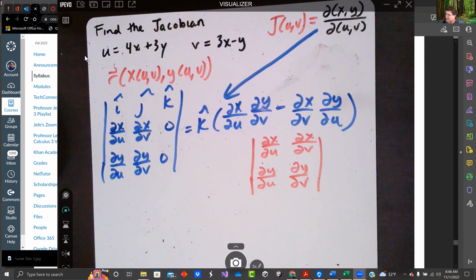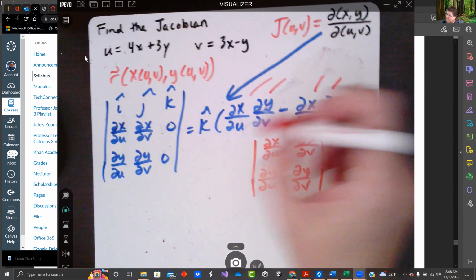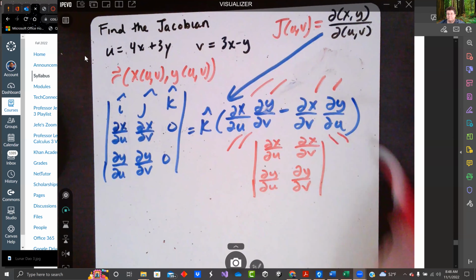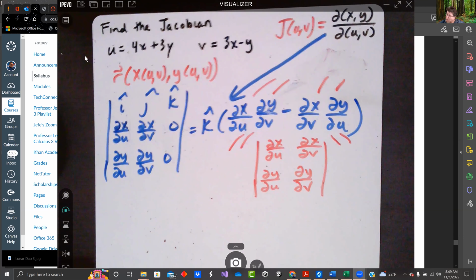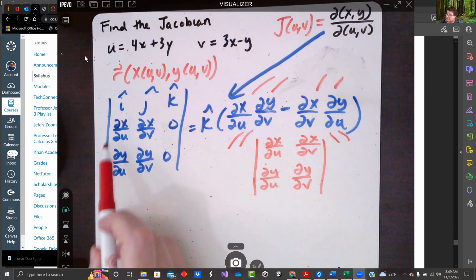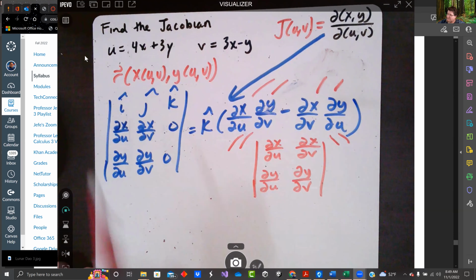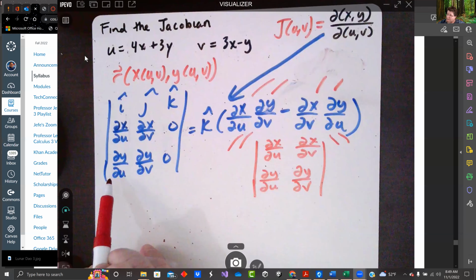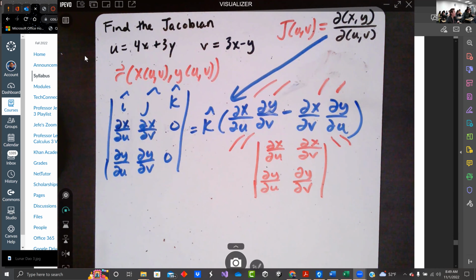So one way to remember it is the XY stay in order on top. The UV stay in alphabetical order for the first one, but switch for the second one. I don't know how helpful that is. Or you can just remember that it's the partial derivative of X with respect to each variable across this, and the partial derivative of Y with respect to each variable across this direction.